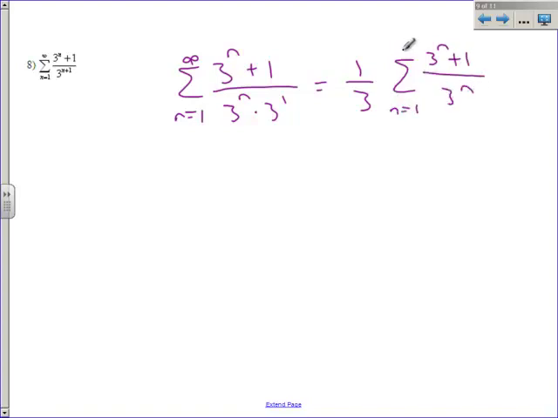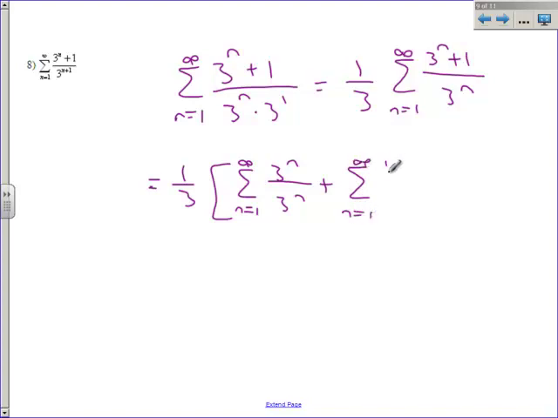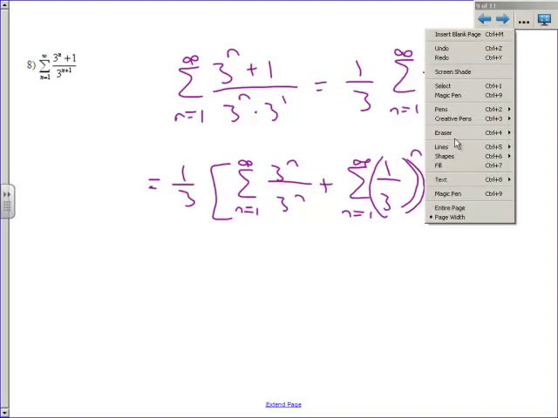Now we can also separate this into two series. So I'm going to put a little bracket here. I don't know if that's needed, but my first series can be the 3 to the n over 3 to the n. And then the next series is 1 over 3, and that's all to the n power. Remember, 1 to the n power is just 1. Oh goodness! Back to the eraser.